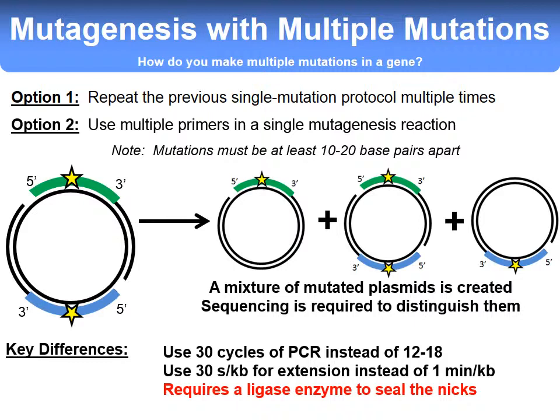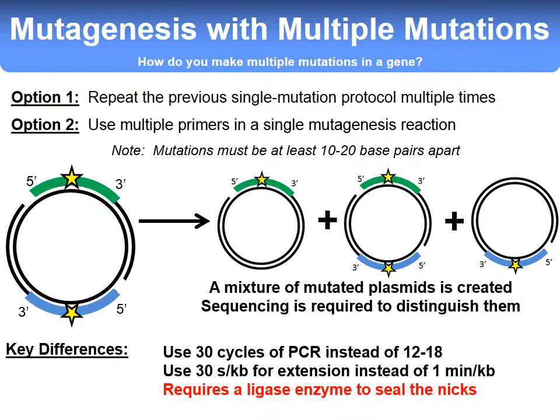And there you go. Now, also, your extension time changes. So we're using 1 minute per kilobase. Now we're using 30 seconds. Now the reason we're doing that is because now we have 2 primers, so we have 2 polymerase reactions. So instead of a minute, you can do 30 seconds because you have both of them going at once.